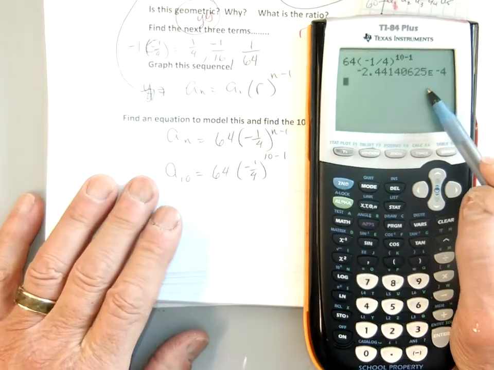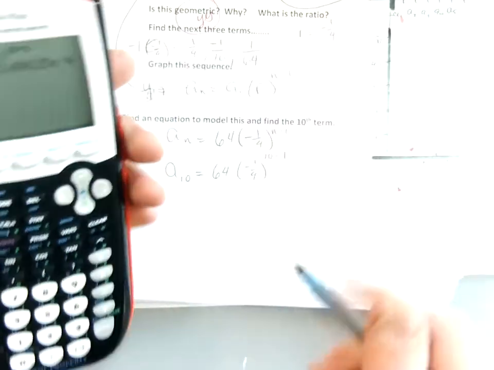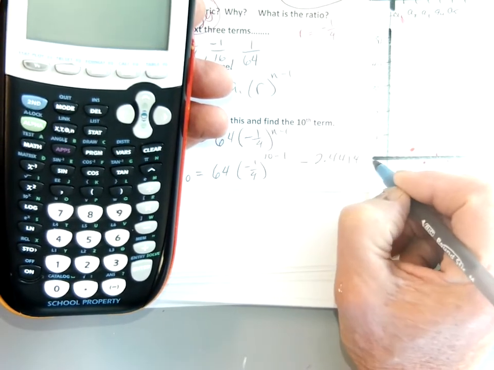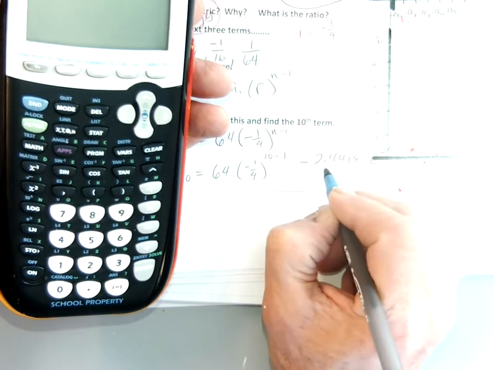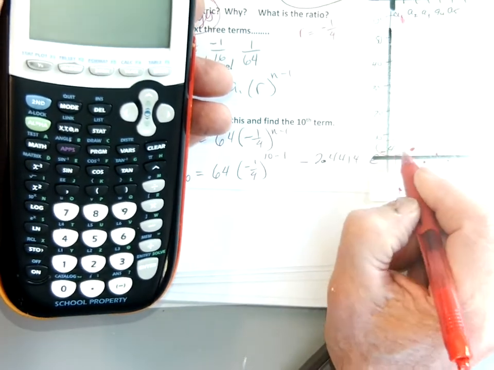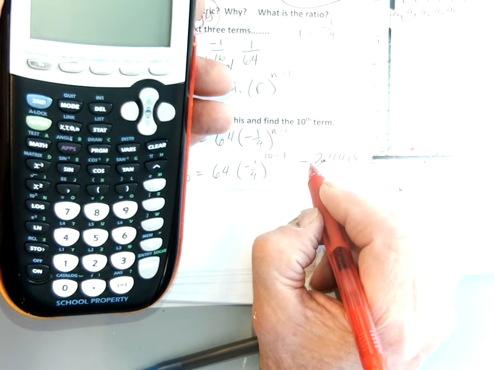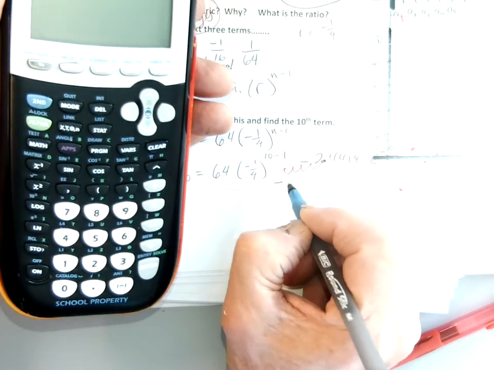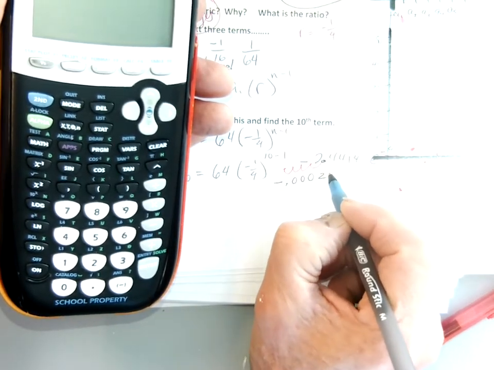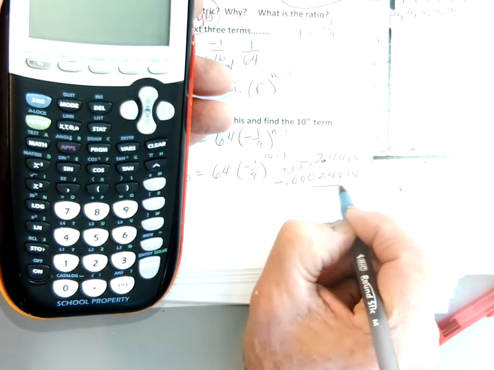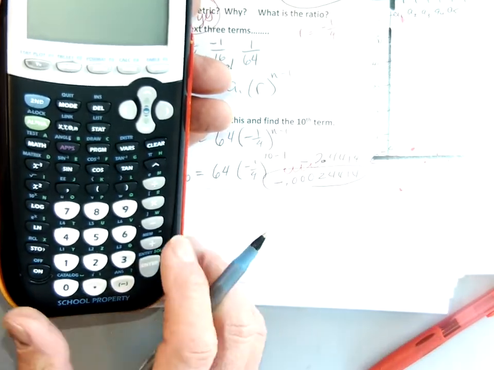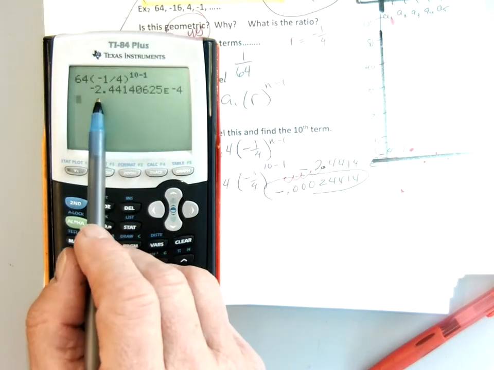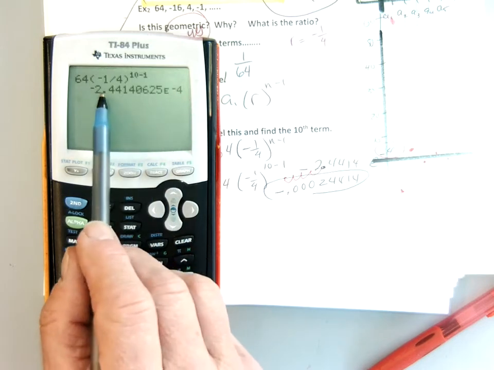And I see this e. What does this e negative 4 mean? Well, I get this negative 2.4414e negative 4. It means take my decimal and move it 1, 2, 3, 4. So my answer is negative 0.0002414, okay? That's my e. E negative 4, my calculator's trying to say move that decimal 1, 2, 3, 4.